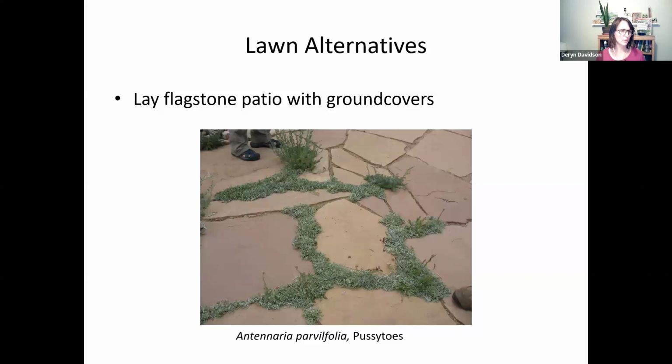A lot of times people will plant something like thyme, creeping thyme between flagstone pavers. Not a native, but this one right here is called Antennaria parvifolia, or pussytoes. It's just sort of a matte gray ground cover that'll fill in, and it gets cute little flowers during part of the growing season.